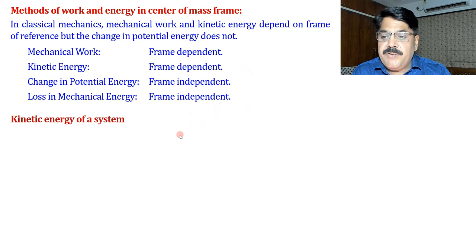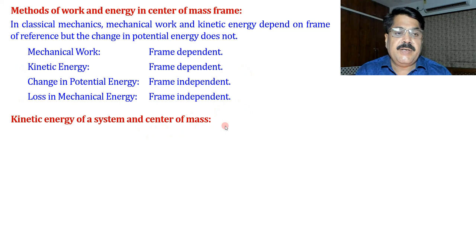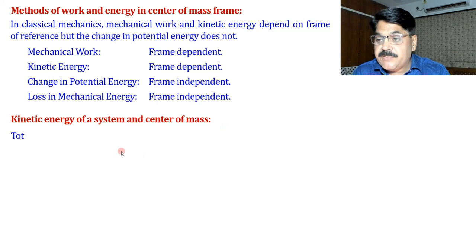Kinetic energy of a system of particles and center of mass. Now you see, how can we write the kinetic energy of a system of particles in the center of mass frame? Actually, in any frame, the total kinetic energy of a system is what? The sum of the kinetic energies of all the particles in that frame. But here, let us see what we can do in the center of mass frame.